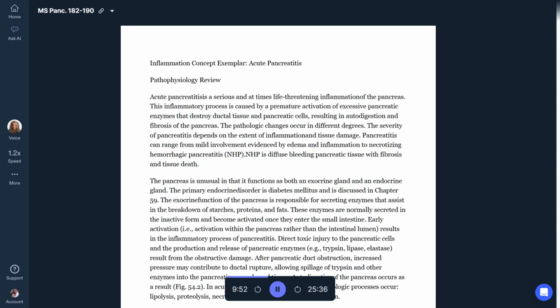What assessment findings will the nurse expect for this client? Select all that apply. A. Severe boring abdominal pain. B. Jaundice. C. Nausea and/or vomiting. D. Decreased serum amylase level. E. Leukocytosis. F. Dyspnea.